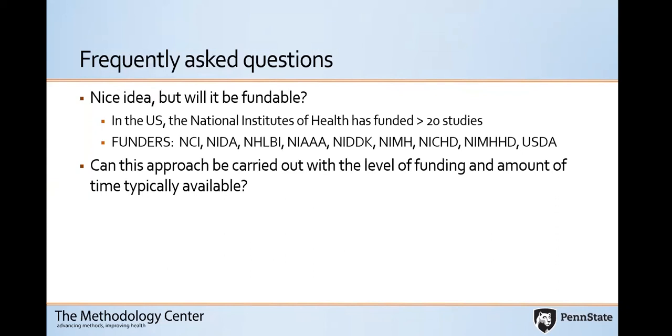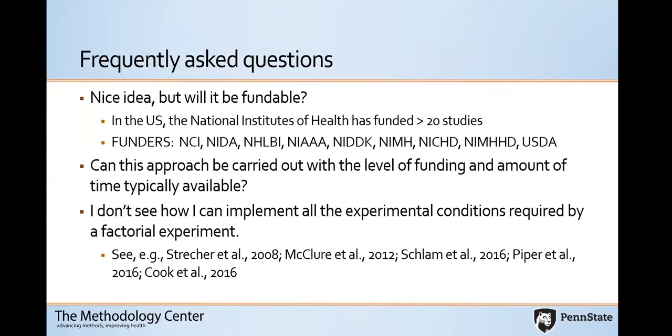Not every study can carry out all three phases of MOST within a 5-year period, though. And you also may find that you are reallocating resources, using resources in a different way. Some people say that they don't see how they can implement all the experimental conditions required by a factorial experiment.